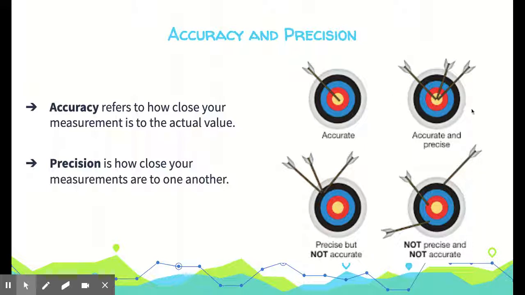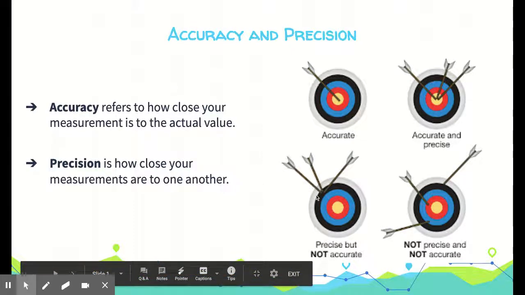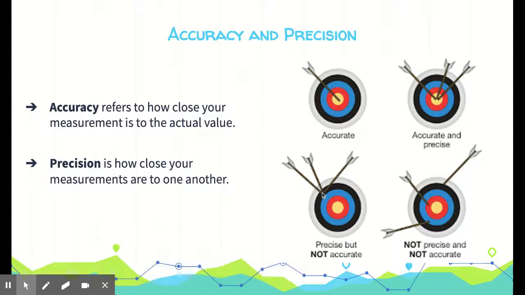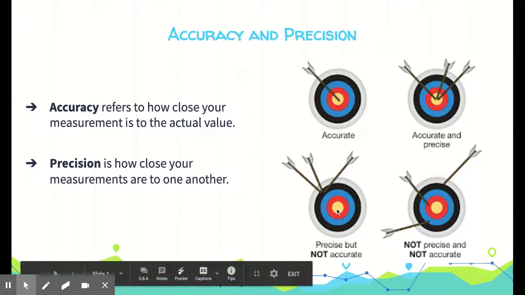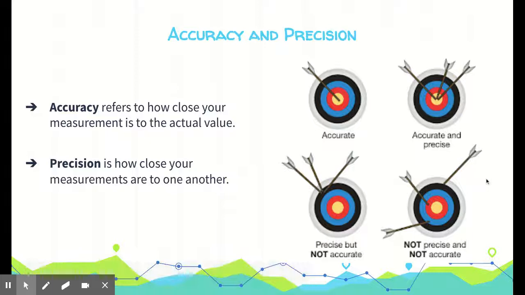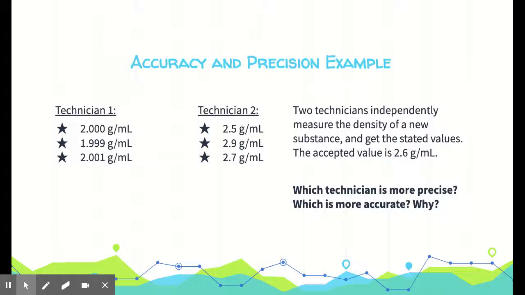This one would be an example of being accurate and precise. So you have a grouping that's all together, so that makes it precise, and it's right on target, so that makes it accurate. Down here, we have precision, but not accuracy. So you have a tight grouping, but they're not really where they should be. And then over here, this one's just all over the place. So this measurement would be not precise and not accurate. So some other examples of that.